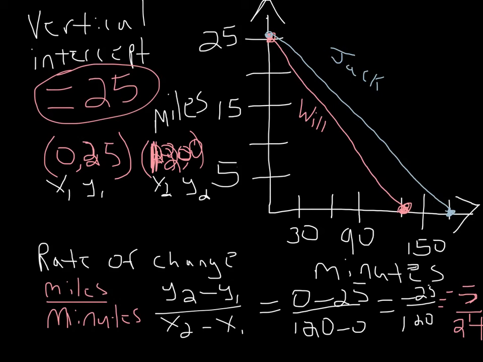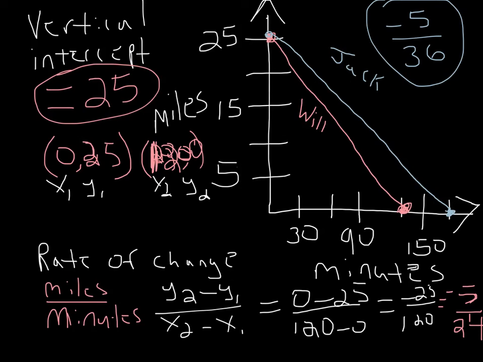If I wanted to, I could take the same situation for Jack and find the slope of his line, and that would tell me the rate of change, how he's moving, how his miles are changing, how many miles he has left, as the minutes go by. If I were to do that, Jack's rate of change would be negative 5 over 36, which means he's knocking 5 miles off his distance every 36 minutes. You can go ahead and try to solve that yourself and see if you get the same thing that I got.